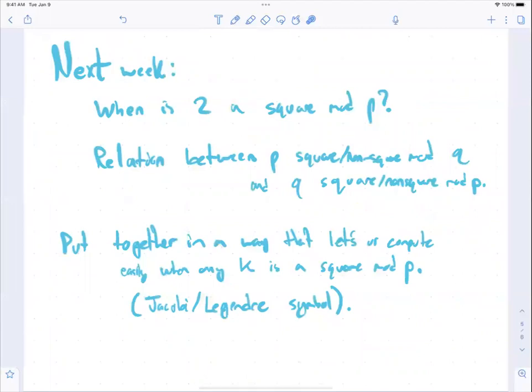The tool we use for this, the way we package all these rules in a nice computational way, is called the Jacobi or Legendre symbol. And so we'll talk about that next week.